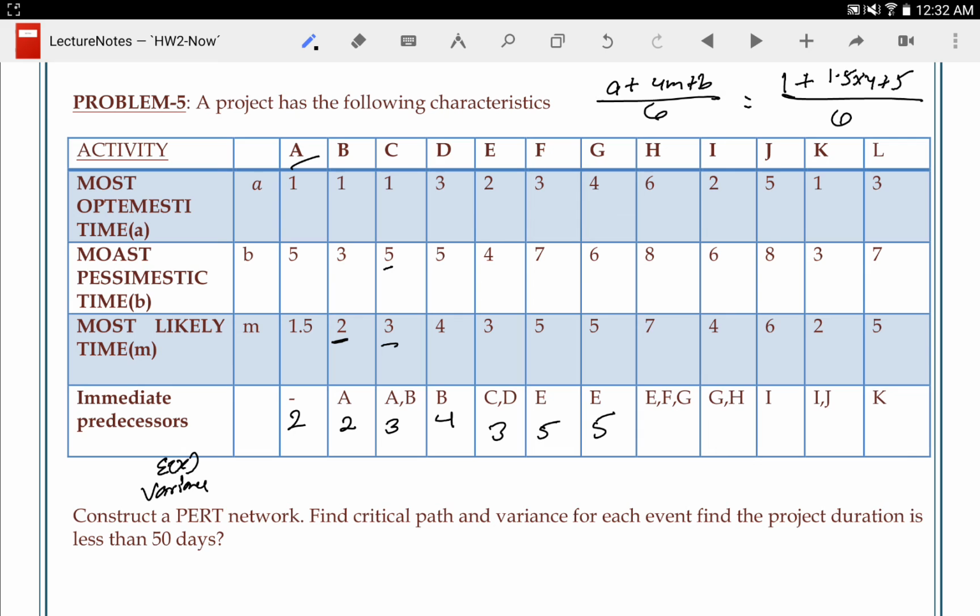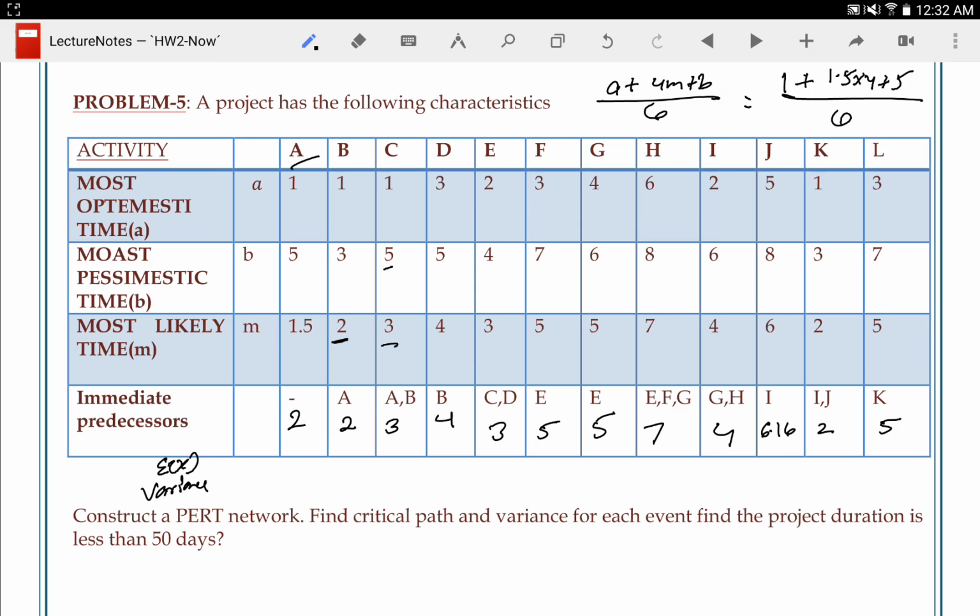7 is the midpoint of 8 and 6, so 7. 4 is the midpoint of 6 and 2, so 4. 6 is not the midpoint of 5 and 8, so it comes out to be 6.16. 2 is the midpoint of 3 and 2, so 2. 5 is the midpoint of 7 and 3, so 5. I made this calculation a little bit easier.